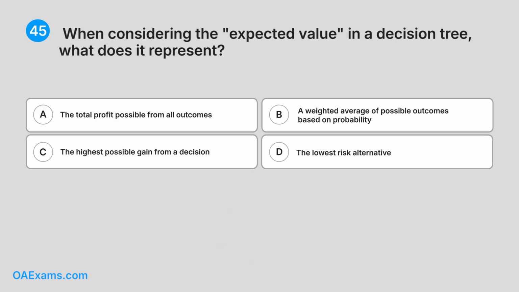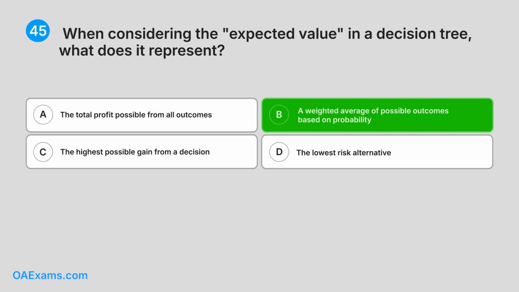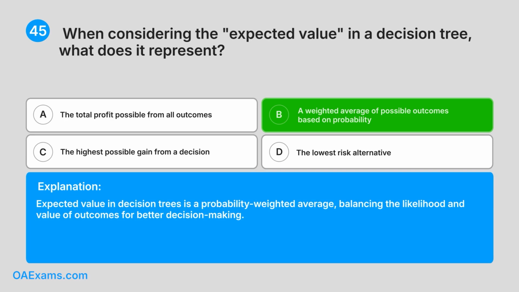Correct answer. B. A weighted average of possible outcomes based on probability. Explanation. Expected value in decision trees is a probability-weighted average, balancing the likelihood and value of outcomes for better decision-making.